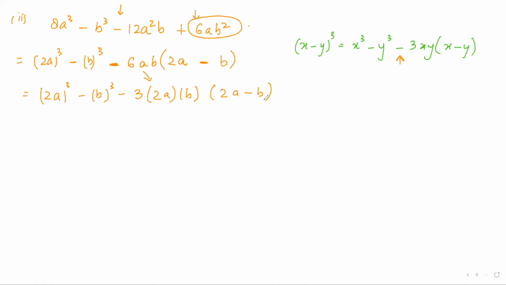Now this is exactly looking like this: x cube minus y cube minus 3xy into x minus y, right? So that means I can write it as x minus y whole cube. That means 2a minus b whole cube, and 2a minus b into 2a minus b into 2a minus b. These are the three factors.